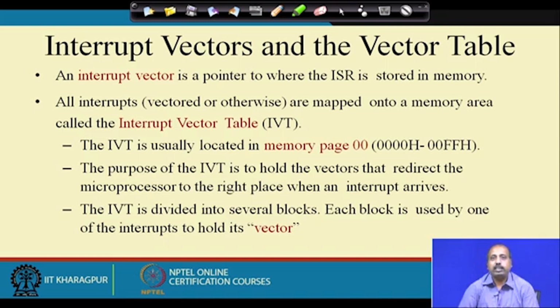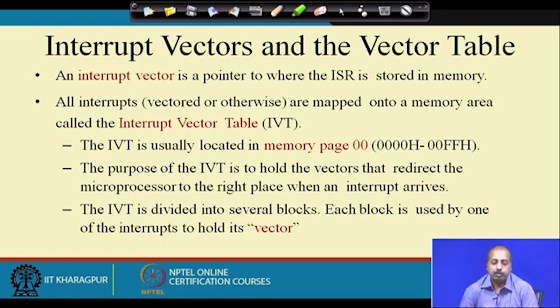An interrupt vector is a pointer to where the ISR is stored in memory. When I say 5.5 and 6.5 are vectored interrupts, it means their addresses should be known. All interrupts, vectored or otherwise, are mapped onto a memory area known as the interrupt vector table. They are normally located in page 00, that is, in the first 256 locations, 00 to 00FF hex. This holds the vectors that redirect the microprocessor to the right place when the interrupt arrives.